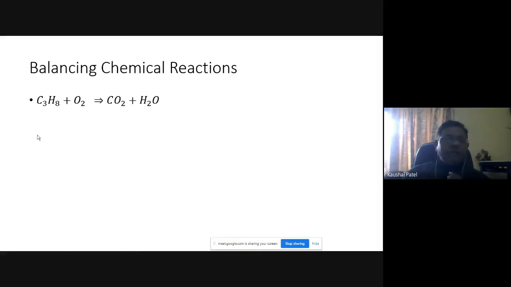So here we have C3H8. I don't remember the name of this particular compound. C3H8 plus O2 gives CO2 plus H2O.